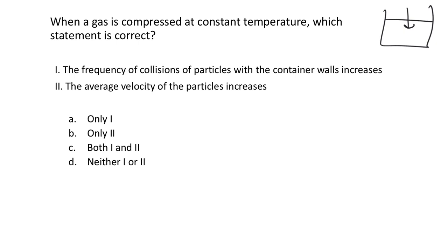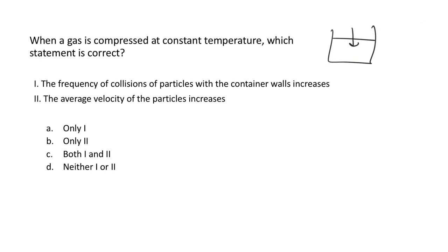If we change from this volume to this volume by pressing down on the container, did we change the collision rate of the particles with the walls of the container? The frequency of collisions of particles with the container walls increases when we compress a gas. This is definitely true. When we change the volume, we keep the same number of particles. If we had six particles in the container, we'd still have six particles, and those six particles are going to hit the walls more often now. So we're going to have more collisions with the walls of the container.